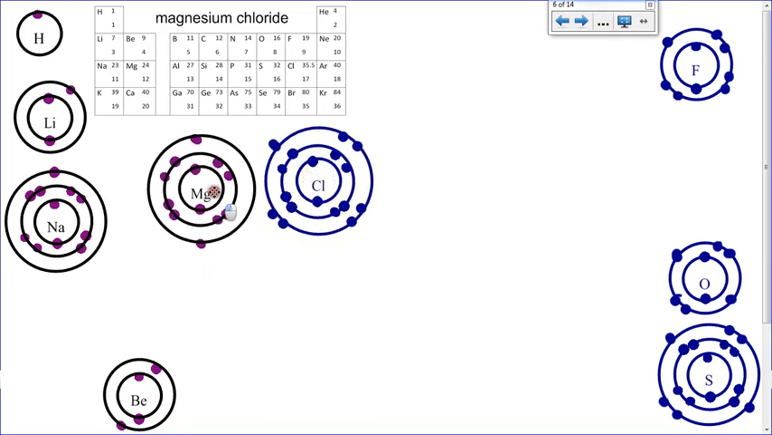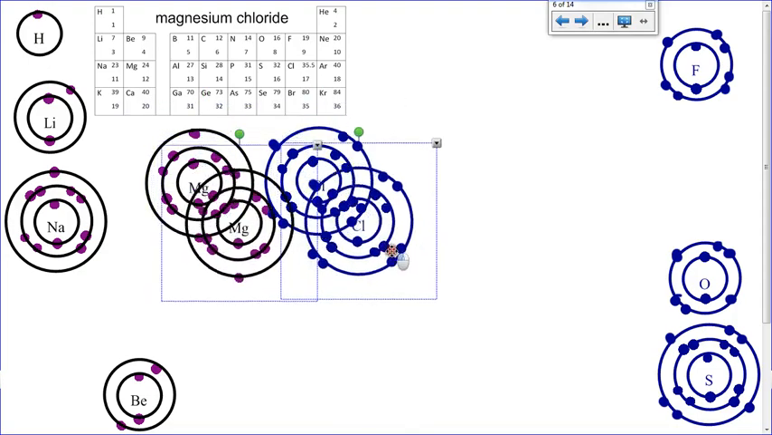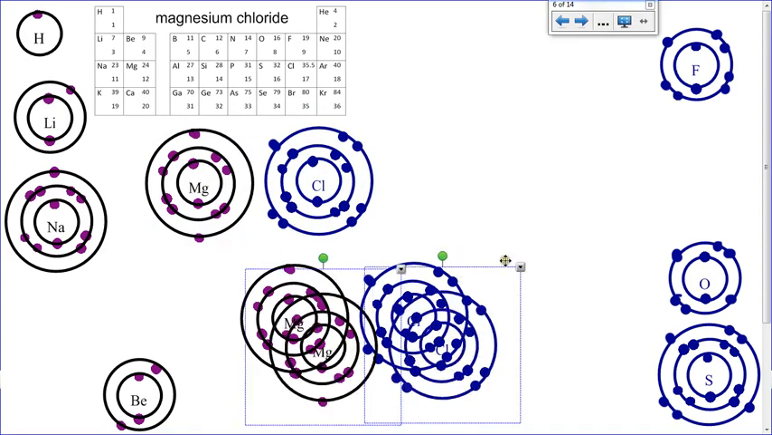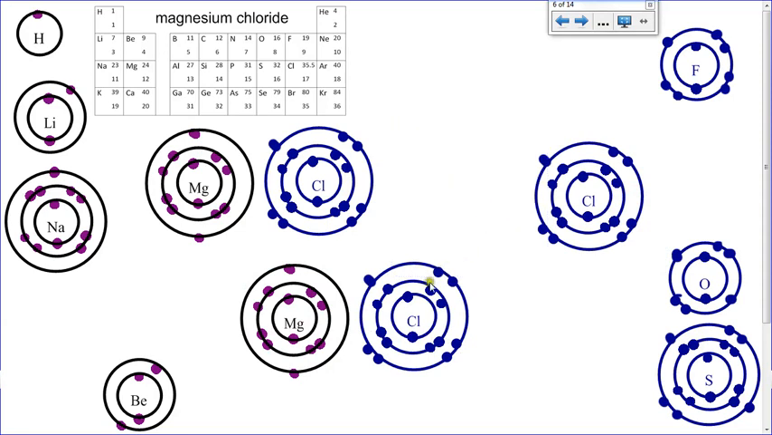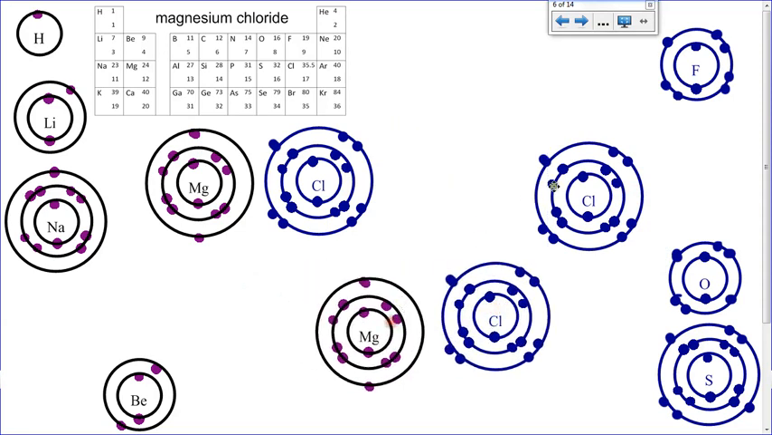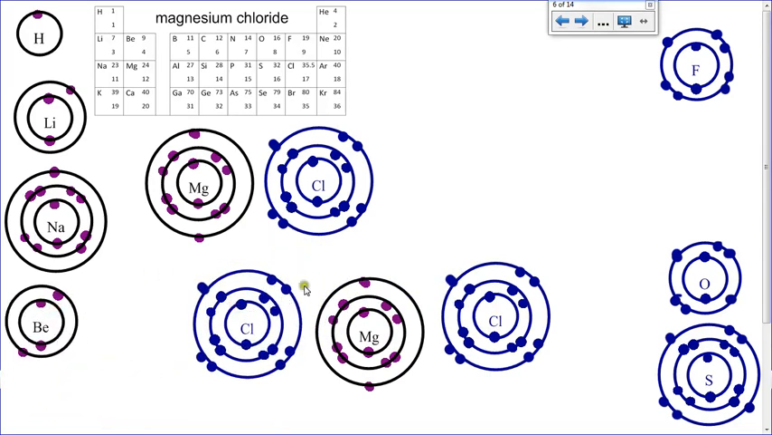So we'll try and do this a little bit differently. There's magnesium and chlorine. We'll show before and after. So we know, let's get rid of that one. Magnesium, because it is going to give away 2 electrons, it can choose to give 1 to the 1 chlorine atom. So this chlorine atom is now stable, it has 8 electrons in its outer shell.